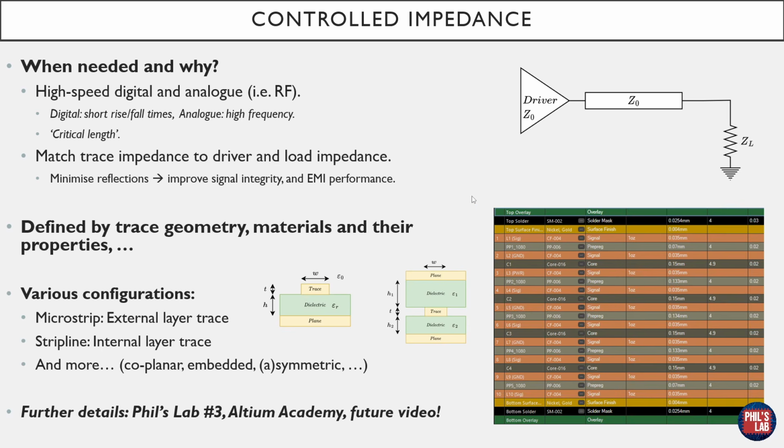Controlling impedance of a trace, again, is simply done by trace geometry, materials, and their properties. We won't be going into many details here. This is simply meant as an exposure to these topics and for you to dig a bit deeper in the various resources I will leave below. There are various configurations we already saw, for example, microstrip, which is an external layer trace, a stripline, which is an internal layer trace, and there are many more. For example, coplanar, embedded, symmetric or asymmetric striplines, and so on.